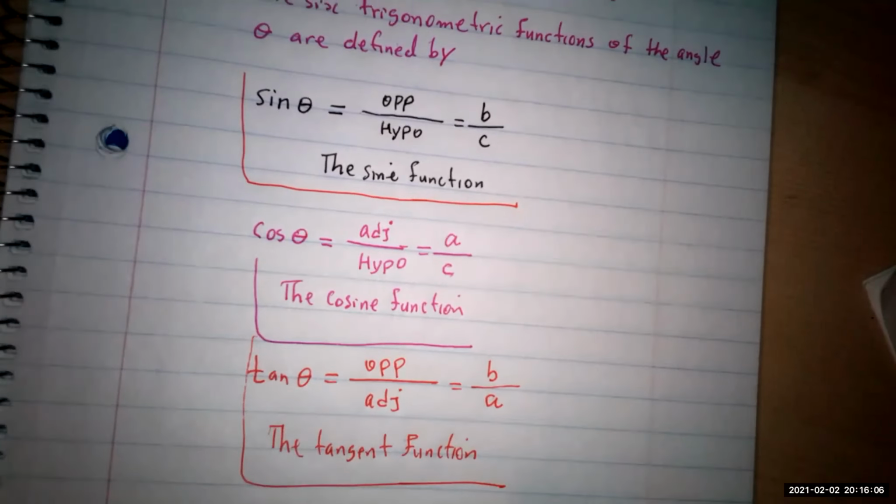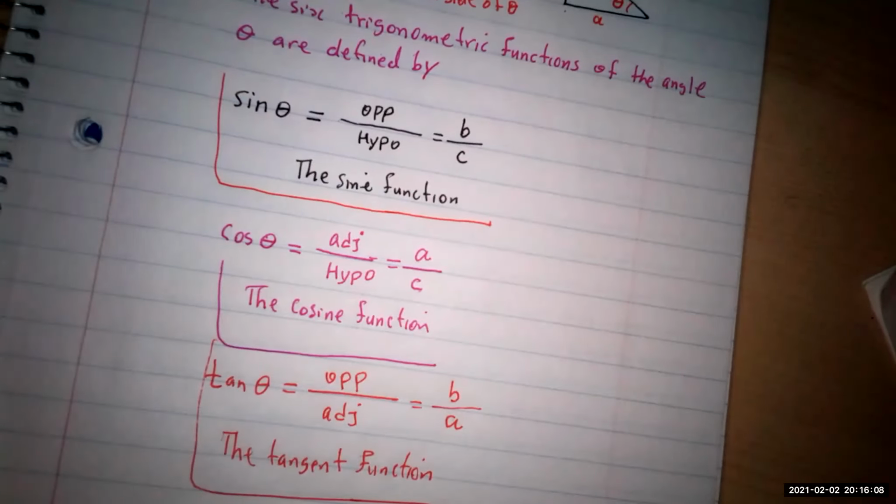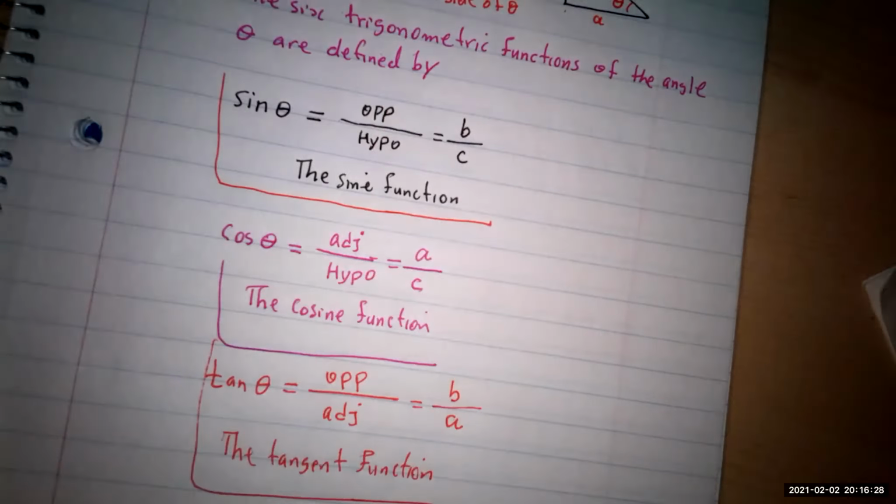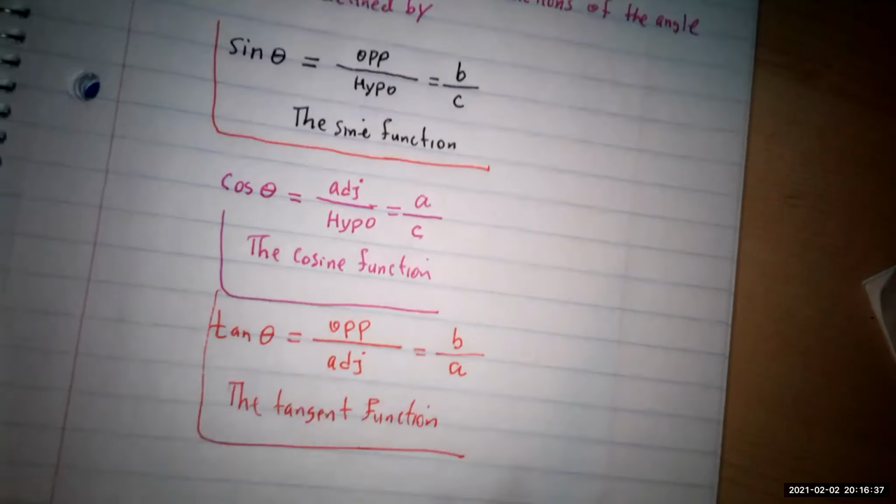So 3 functions that we're going to define. We define the sine function. The sine function is the opposite side divided by the hypotenuse. Cosine function is the adjacent over the hypotenuse, so it's going to be A over C. The tangent, opposite over the adjacent one. So that gives you the tangent function.